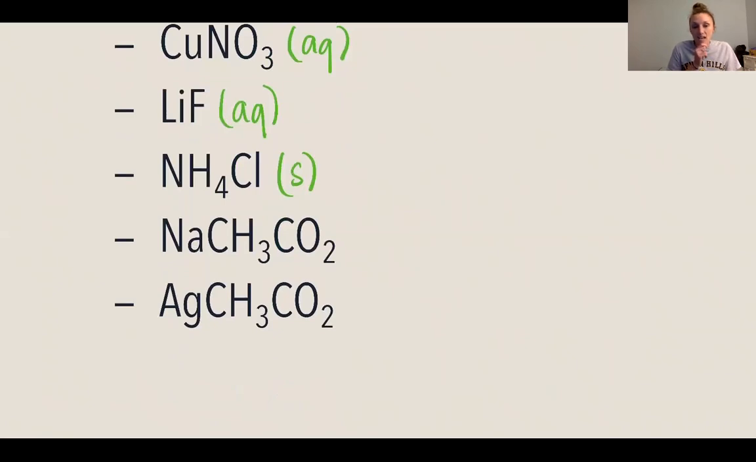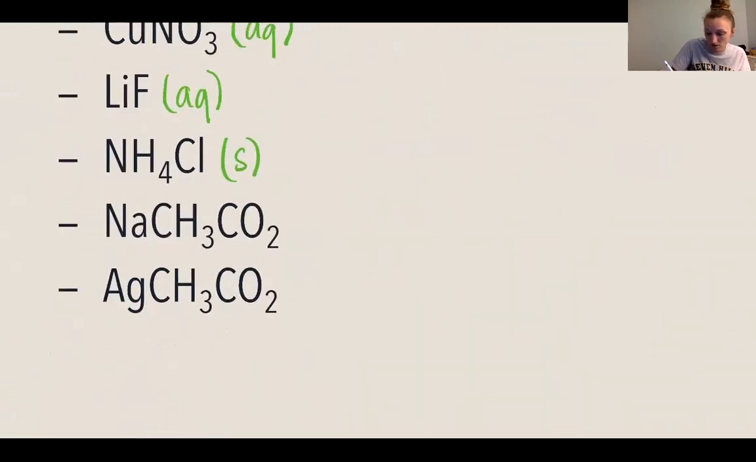Sodium acetate. All right, sodium is an alkali metal, and acetate's one of the other things. So whether you're looking at the cation or the anion side, this is AQ, aqueous. And silver acetate, I've got that acetate anion, so this is going to be aqueous.